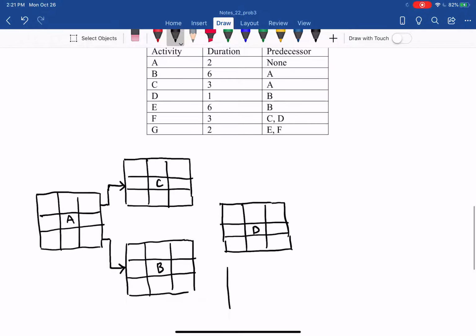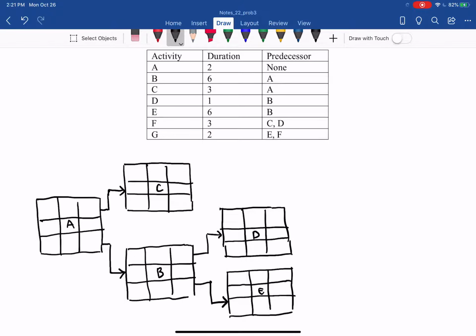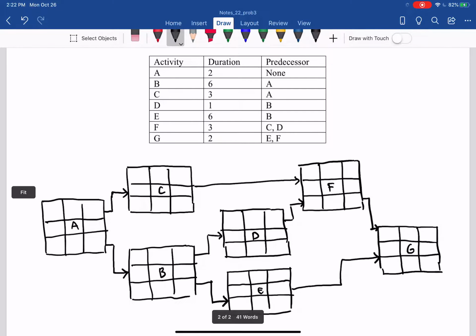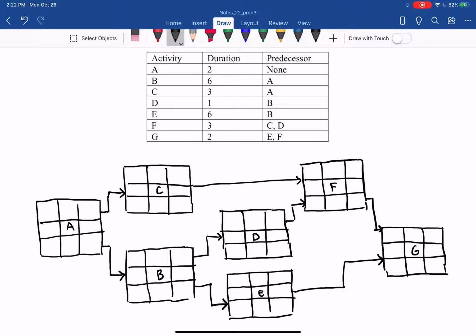D follows B. E follows B. And then we have F following C and D. So we have F following C and F following D. And then we have G following E and F. So we have activity G following F and following E. And you can see that drawing the PDM network is much simpler.